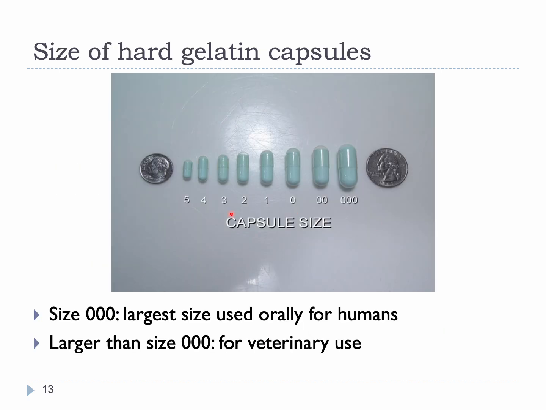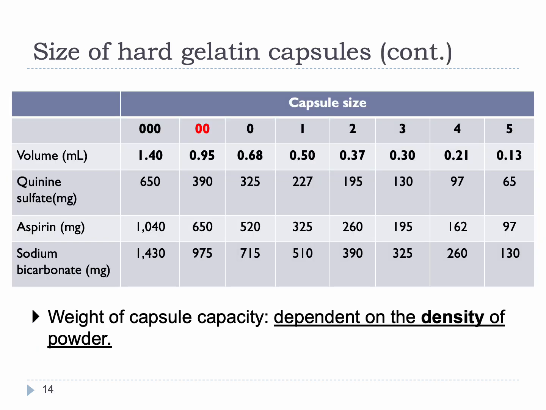These are different sizes of capsule: 000, 00, 0, 1, 2, 3, 4, 5. The higher the number, the smaller the size of the capsule. Size 000 is the largest size in use orally for humans. Sizes larger than 000 are usually for animal use.